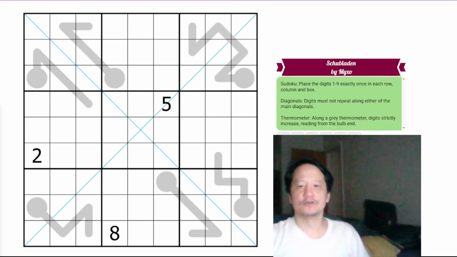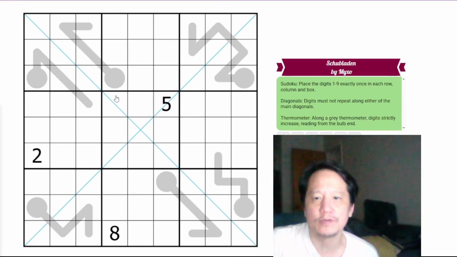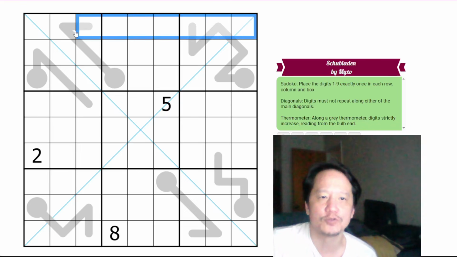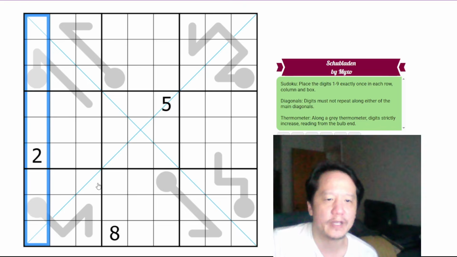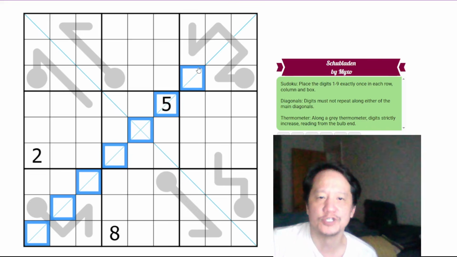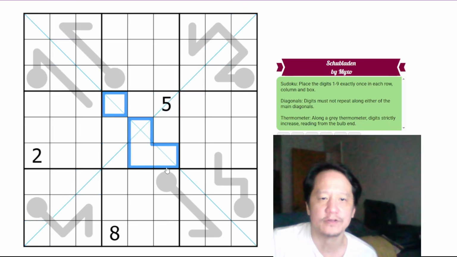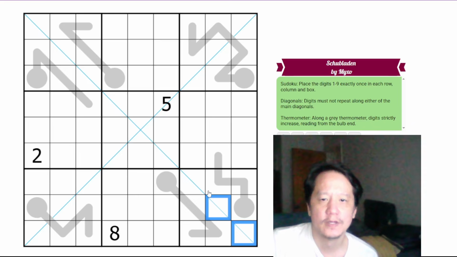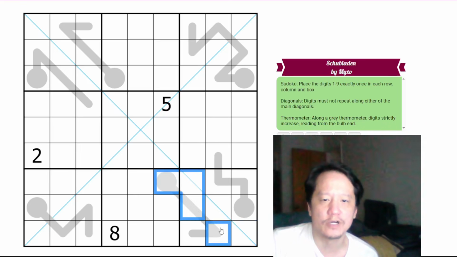We have Sudoku, where we need to place the digits 1 through 9 exactly once in each row, column, and box. We have diagonals, where digits must not repeat along either of the main diagonals. And we have thermometers, where along a gray thermometer, digits strictly increase reading from the bulb end.